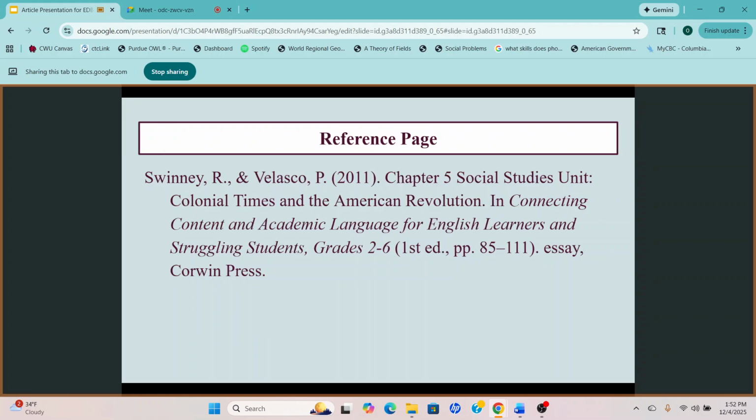And then this is our reference page with our APA reference for our article.